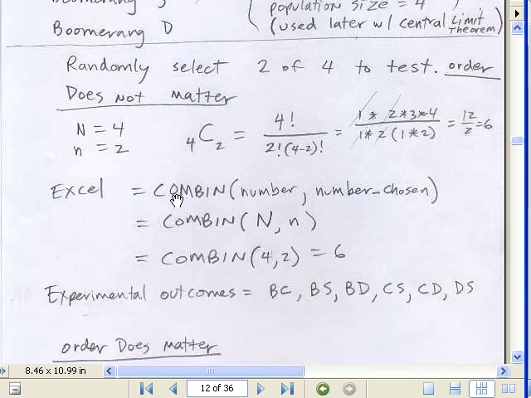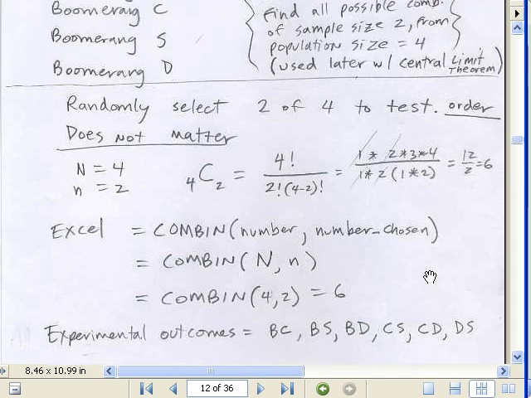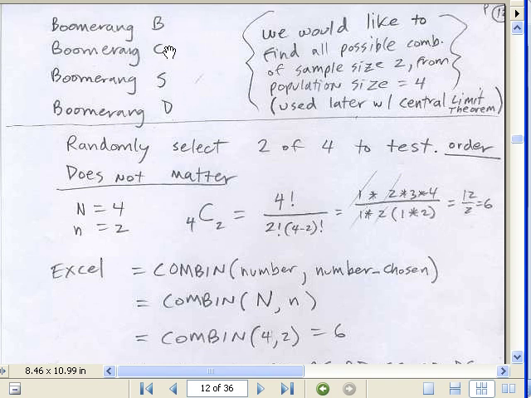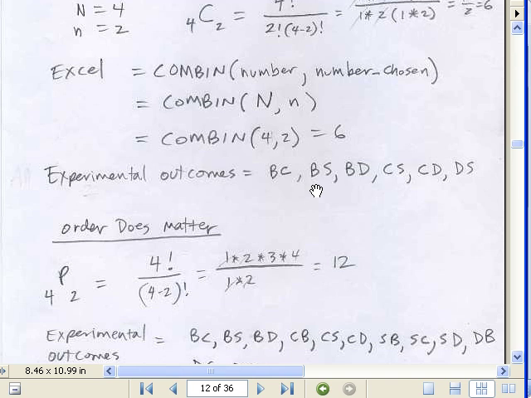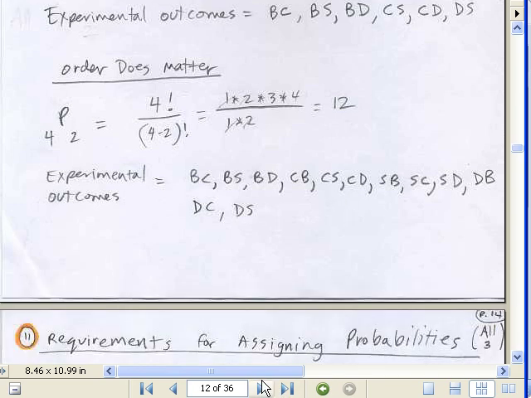Now, in Excel, this is the COMBIN again, and it will ask for a number and a number chosen. The number is the big N. Number chosen is the little n. We'll get 6. Now, we're going to want to list these experimental outcomes, and we'll see how to do that in Excel. But basically, you take the B and you put it with a C, B with an S, B with a D, and then you go down to C. Well, we already did a CB, so then we go C, S, C, D, and we'll do that over in Excel. Now, what if order does matter here? We get 12. Here are our experimental outcomes, all of them, and this gets a little bit more tedious to list, but we'll also do that one when we get over to Excel.